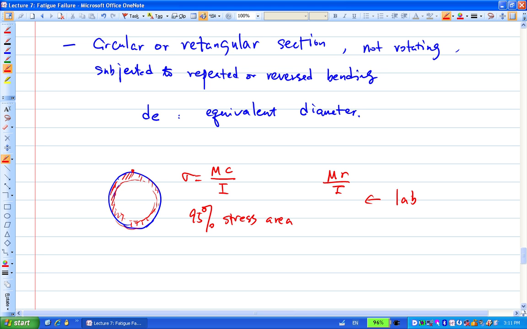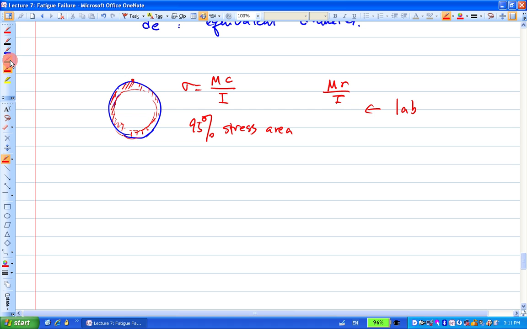Now the condition here is a circular or rectangular section, but not rotating, only subject to repeated reversed bending. So if we have a circular one again and you subject this bar to up and down bending like that, what will be the location giving you this 95%? It will be here and here, right?